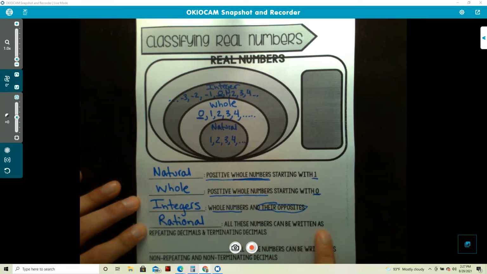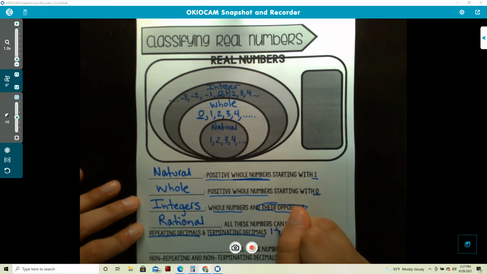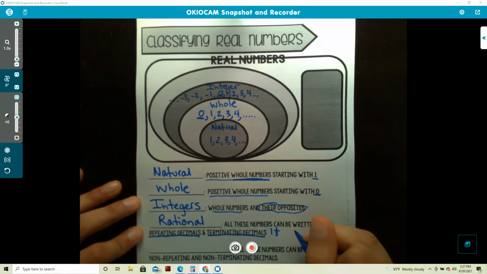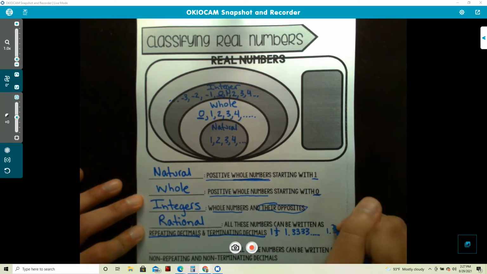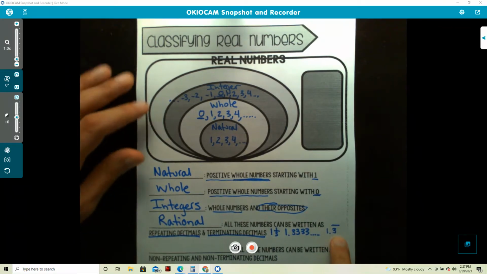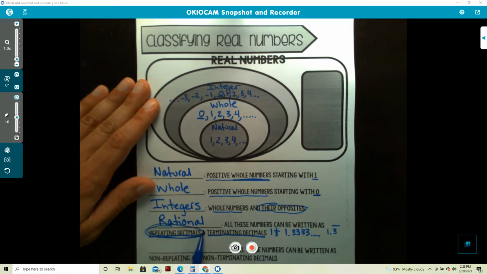All right, next is what are called rational numbers. All these numbers can be written as a repeating decimal or a terminating decimal. A repeating decimal is a decimal that repeats itself. So let's say we have 1 and 1/3. If we type that in on the calculator, we get 1.3333, and it goes on forever. Or you can just put 1.3 bar. Remember, bar means repeating. So that's a decimal that can be expressed as a fraction or a decimal, and that's what a repeating decimal is.